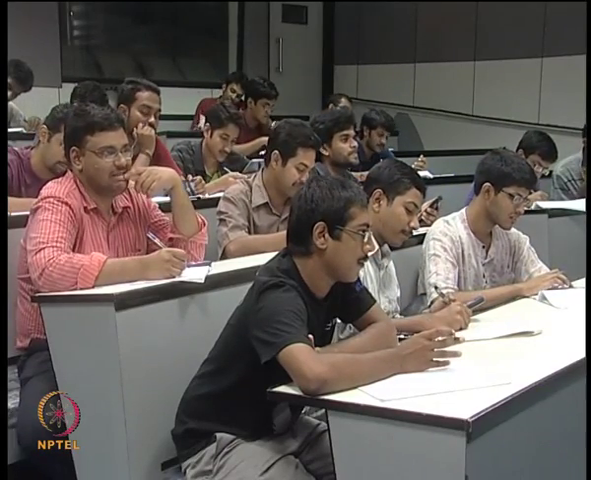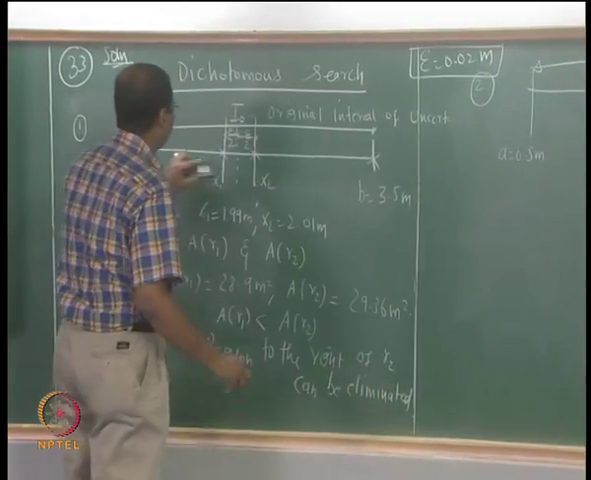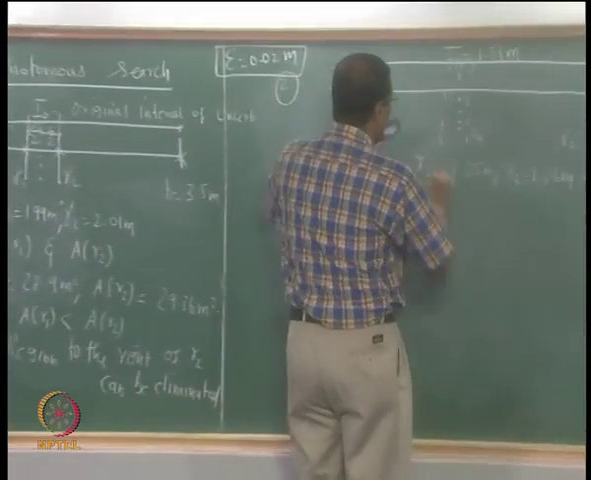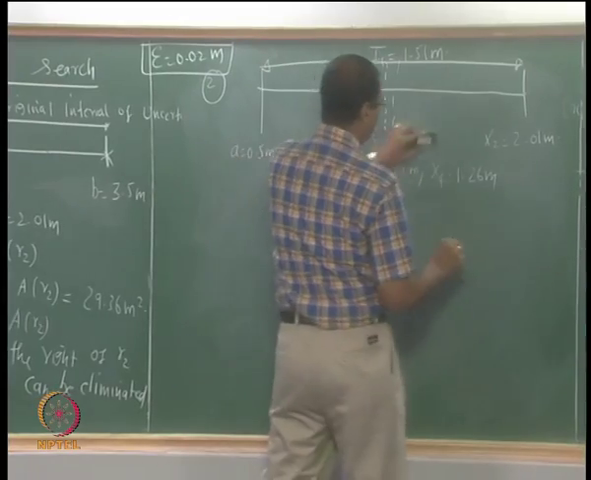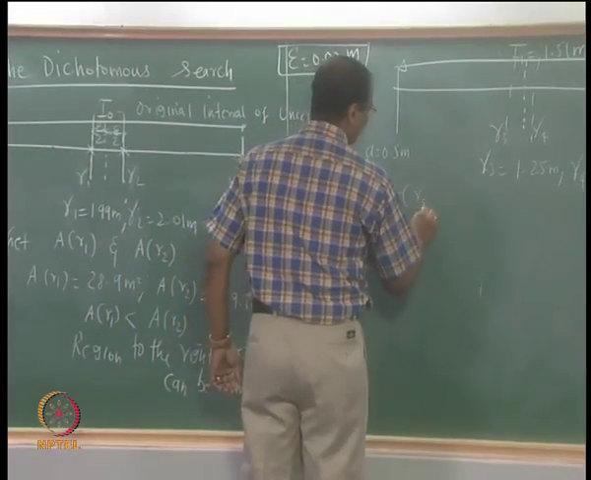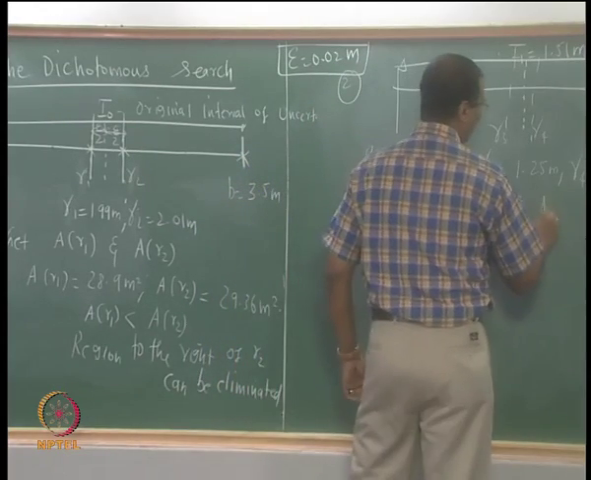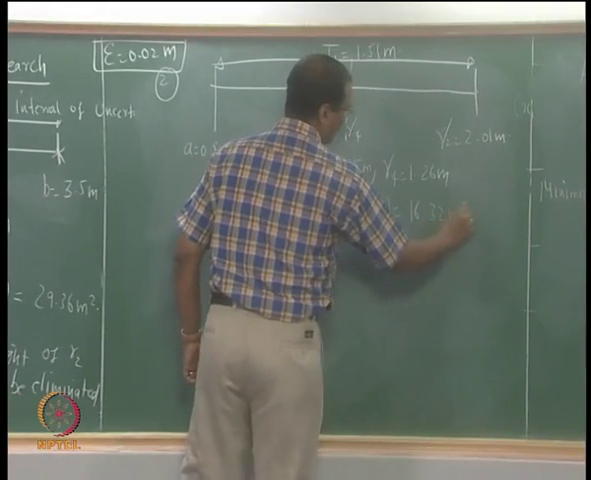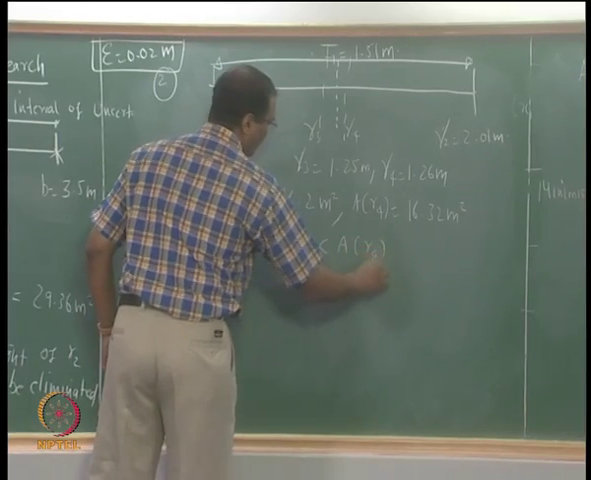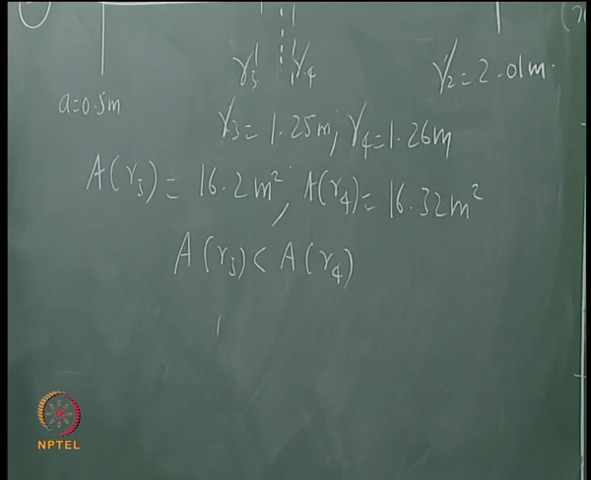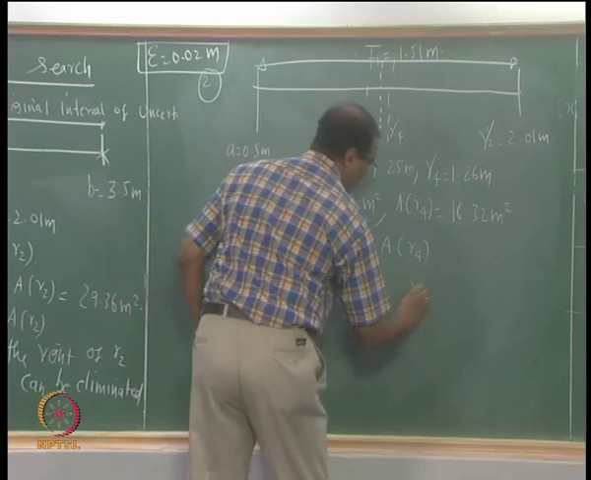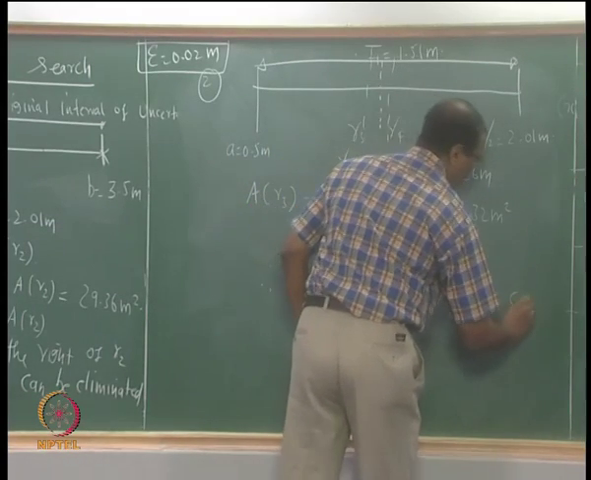Now A of R3. It's not x3, I think we have to be clinically correct. This is R1, this is R2. This is R3, the variable is radius. Okay, what is A of R3? 16.2. A of R4? 16 point. So A of R3 versus A of R4, region to the right of, okay, therefore region can be eliminated.